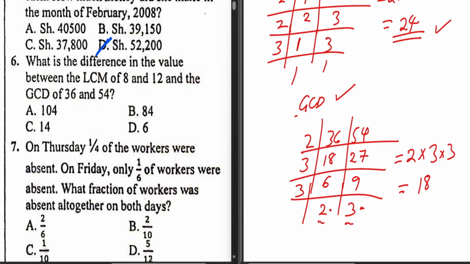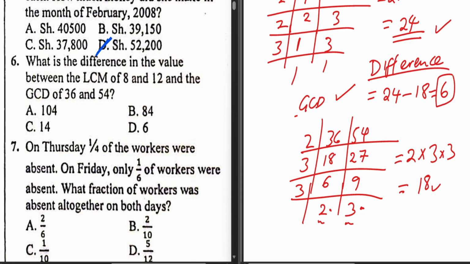And they're asking you to find the difference. Therefore, the difference is just basically a subtraction of two numbers, and that is 24 minus 18 to give you 6. So where is the 6? This is the 6.